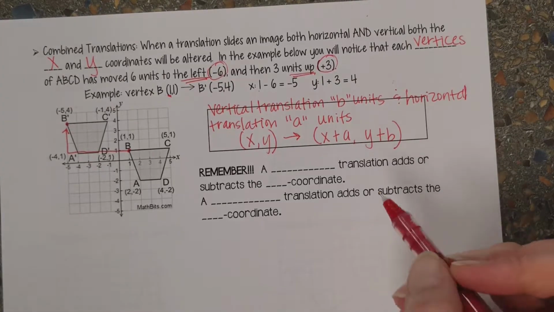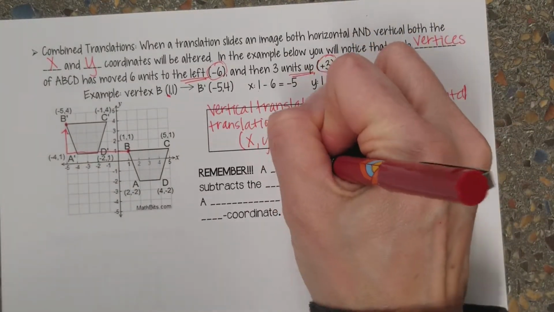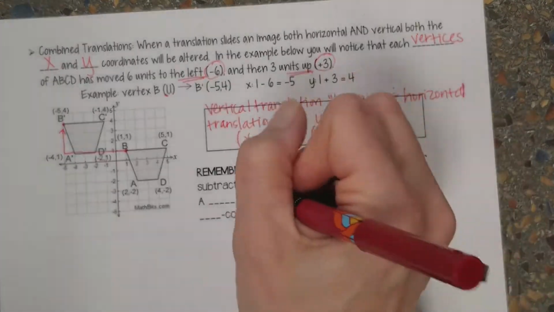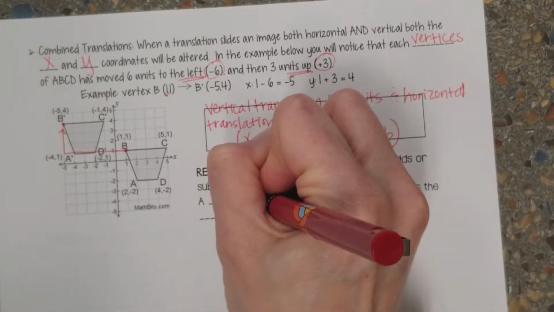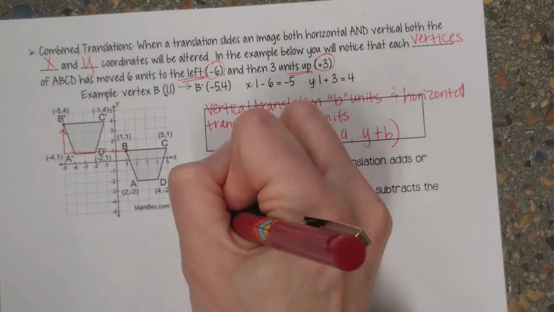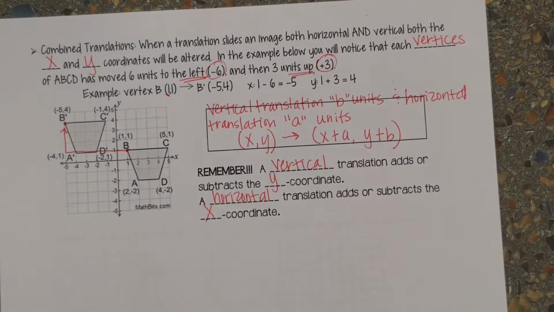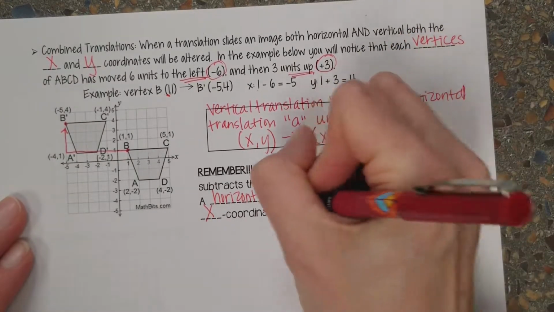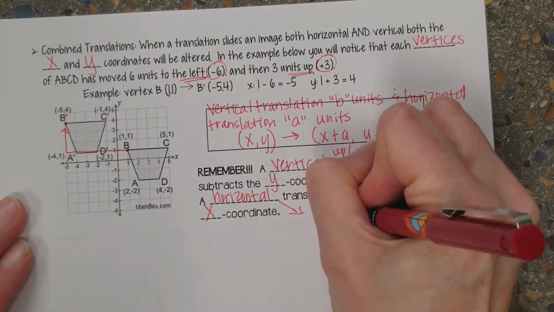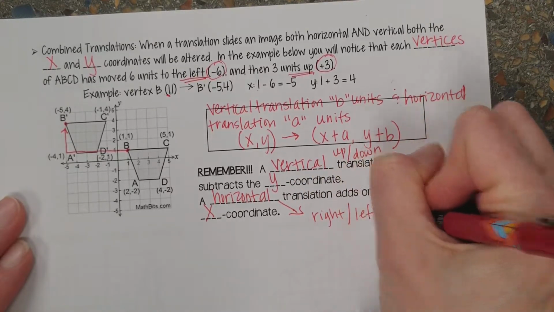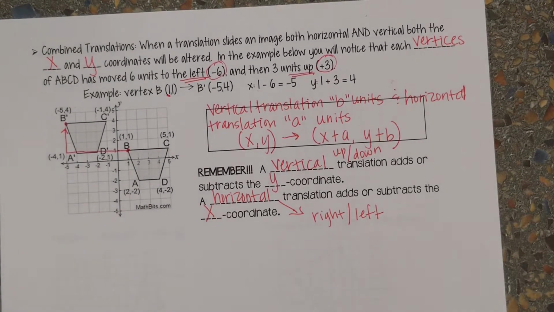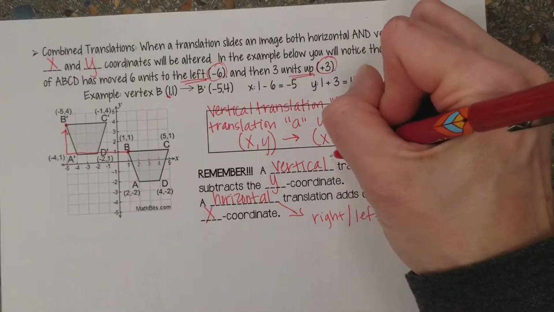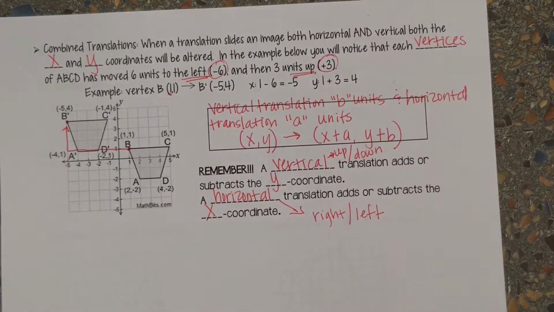All right, so some things to remember. A vertical translation will add or subtract your y coordinate, and a horizontal translation will add or subtract your x coordinate. And again, just remember that vertical is up or down, and horizontal is right or left. Because it's not going to tell you do a vertical translation of 3. What it's going to tell you is translate this thing 3 units up or 3 units down. So you want to know which one goes with which. And if you have a hard time remembering them, hopefully that will help.